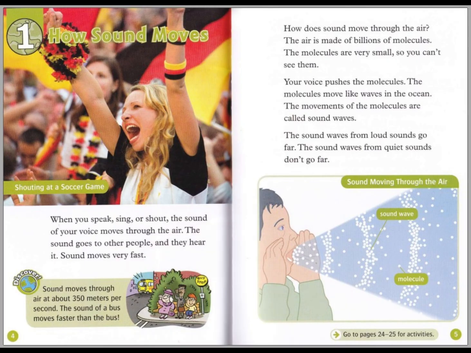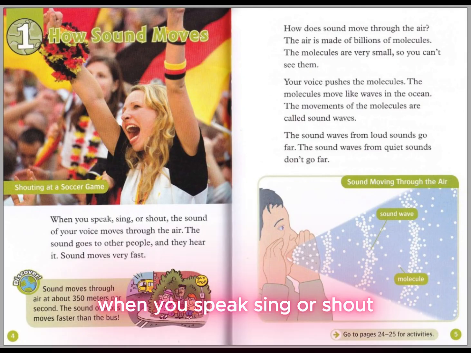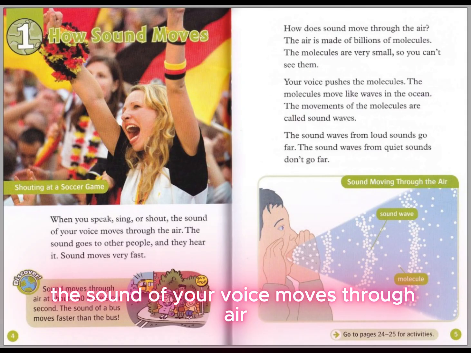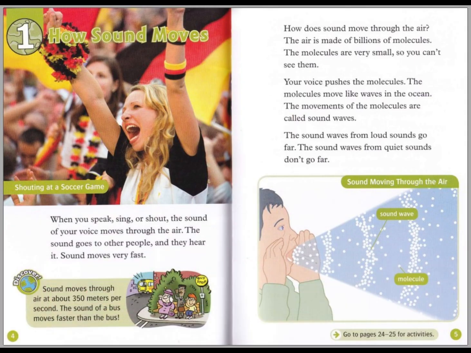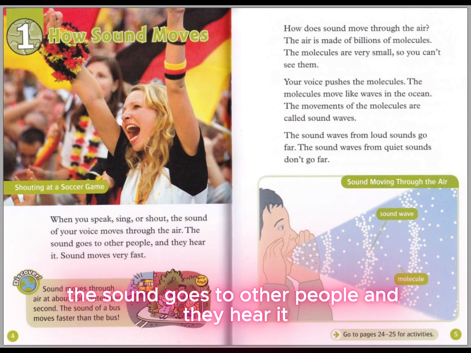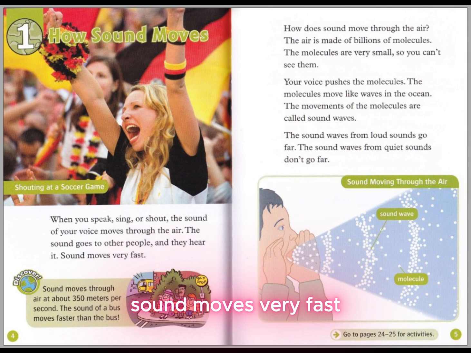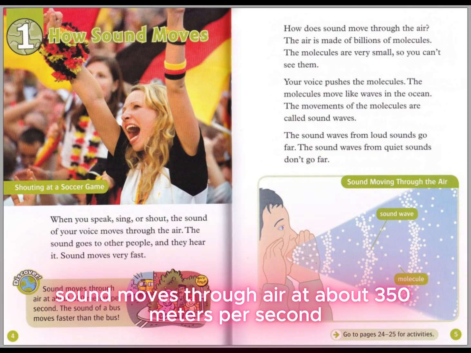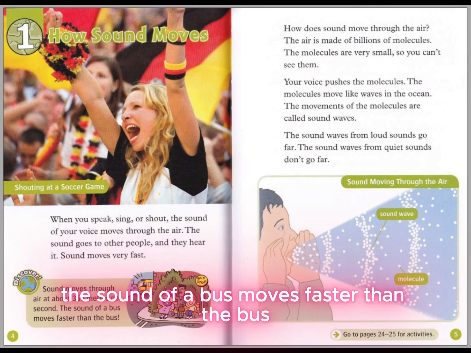Chapter 1. How sound moves. When you speak, sing or shout, the sound of your voice moves through the air. The sound goes to other people, and they hear it. Sound moves very fast. Discover! Sound moves through air at about 350 meters per second. The sound of a bus moves faster than the bus.